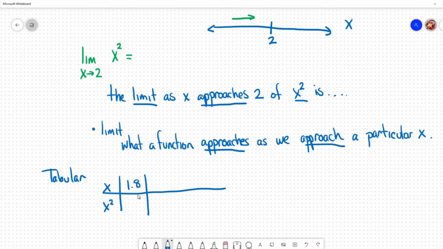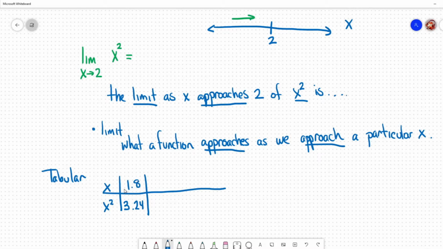So what would be the value? I'll punch that into my calculator, and I'm cracking it open right now as we speak, and I'll do a 1.8, and I'll square that, and I get 3.24.